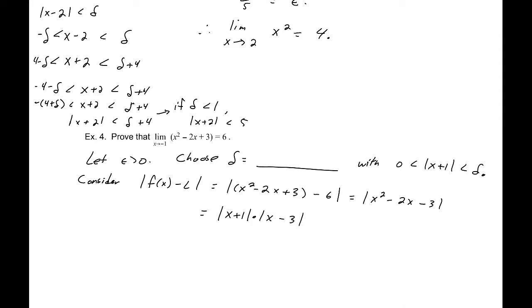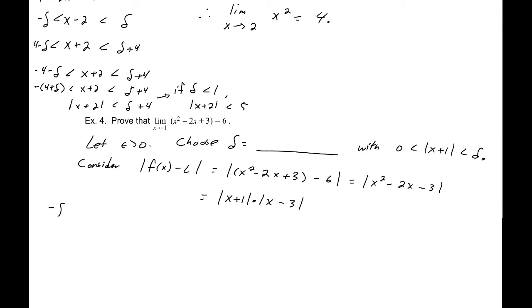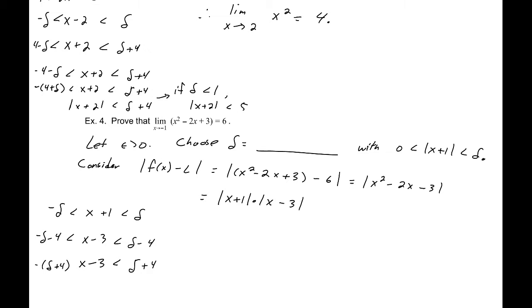So one of these two factors, I know it's going to be bounded by delta. All right, so let's go ahead and mess around with that just a little bit. We know that negative delta is less than x plus 1 is less than delta, similar to our argument previously, which means x minus 3, that would be subtracting 4, and negative delta minus 4. Now instead of lowering my lower bound, I'm actually going to increase my upper bound. So this would be delta plus 4, and if I factor the negative out, delta plus 4, so that the absolute value of x minus 3 is less than delta plus 4.